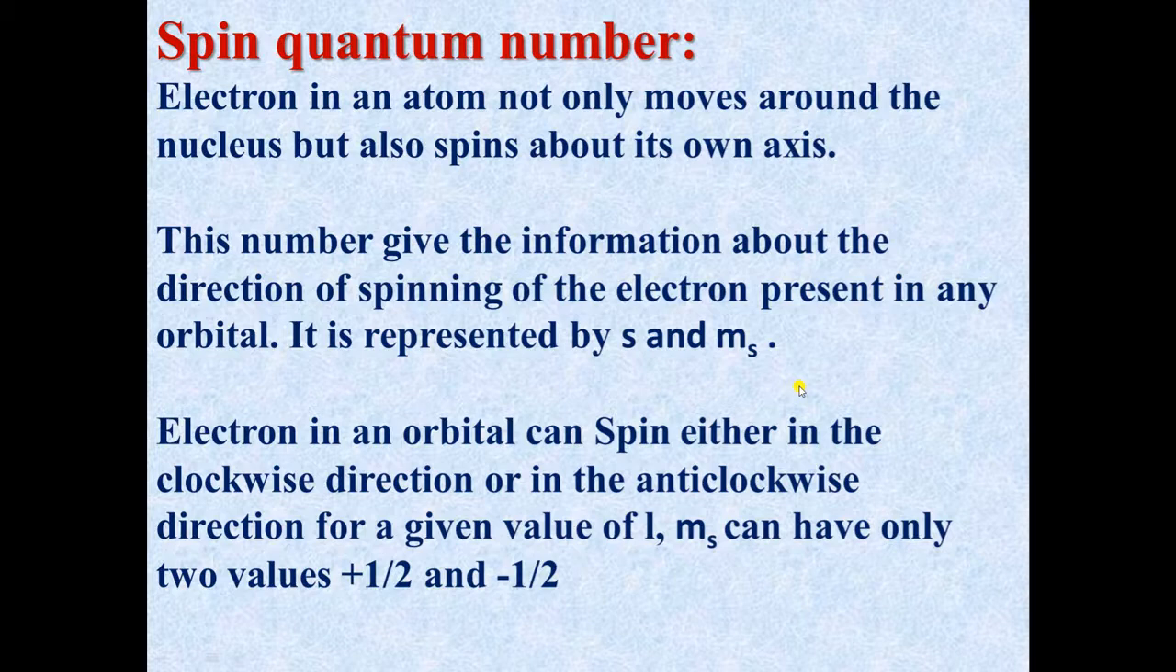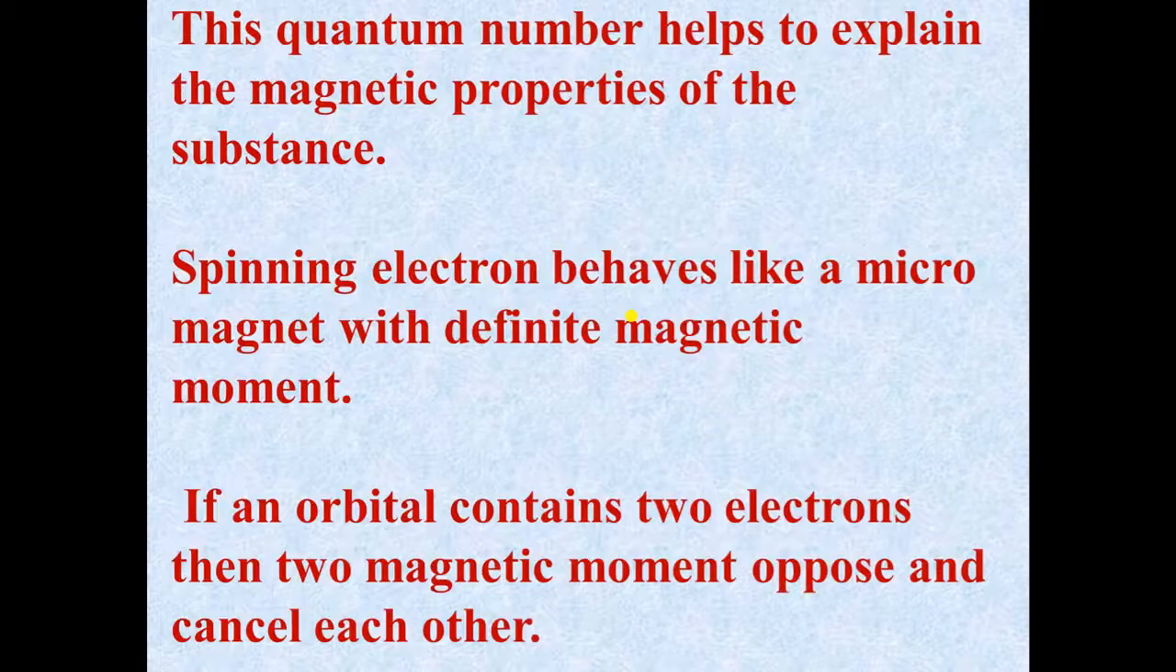Okay. Now this number gives the information about direction of spinning of the electron which is present in orbital. It is represented by small s or ms. Now value of spin quantum number can be plus half or minus half. Now this quantum number helps to explain the magnetic properties of the substance because each electron behaves like a micromagnet with definite magnetic moment. Okay, and if an orbital contains two electrons, then two magnetic moments oppose and they cancel out each other.